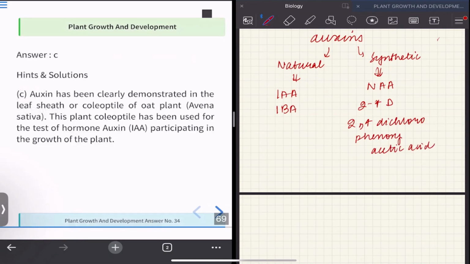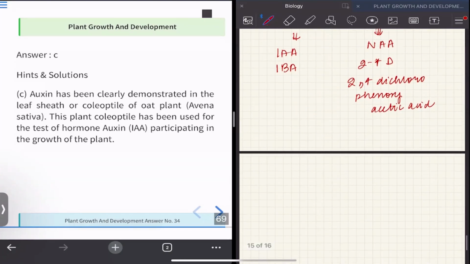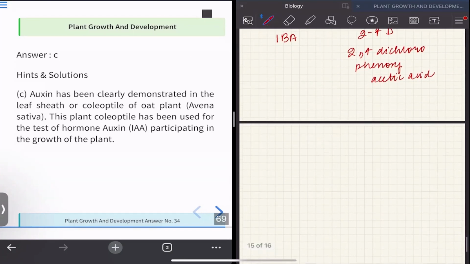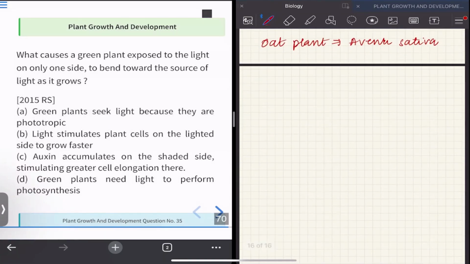Avena culture: in which plants do we demonstrate Avena culture? So auxin has been clearly demonstrated in the leaf sheath or coleoptile of an oat plant. The oat plant has the scientific name Avena sativa. So Avena sativa is our scientific name for the oat plant, and with this, we have the name given as Avena culture. So this plant's coleoptile has been used for testing the hormone auxin, which is participating in the growth of the plant.